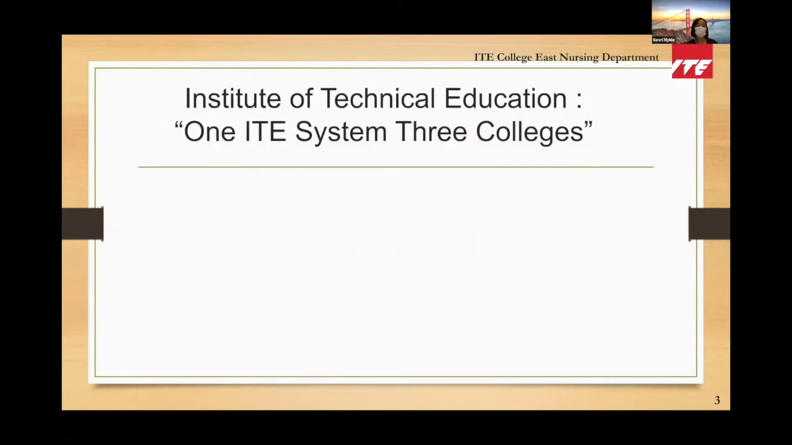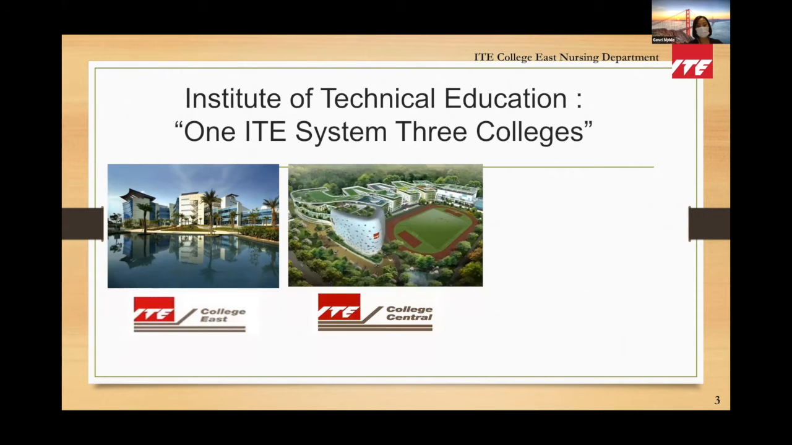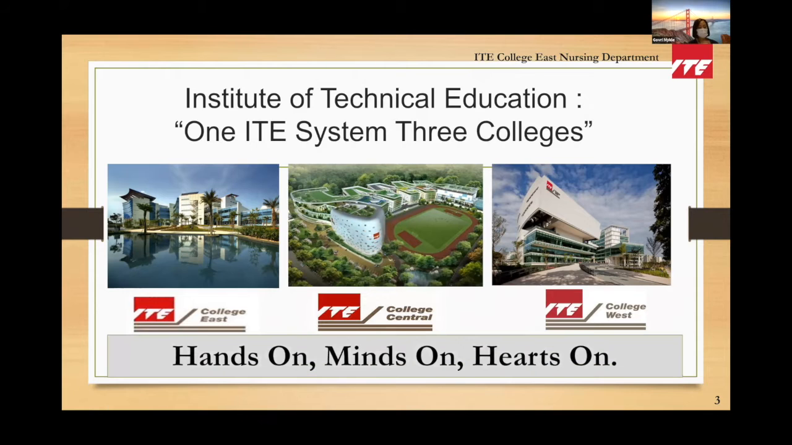Under one IT system, we have a 3-college governance model: IT College East, IT College Central, and IT College West. Each campus is empowered to develop holistic education through hands-on training, minds-on and hearts-on learning. We are from the nursing department at College East, whose niche course is the School of Applied Health Science, whereas College Central is our headquarters and their niche is the School of Design and Aerospace, and College West is the School of Hospitality.